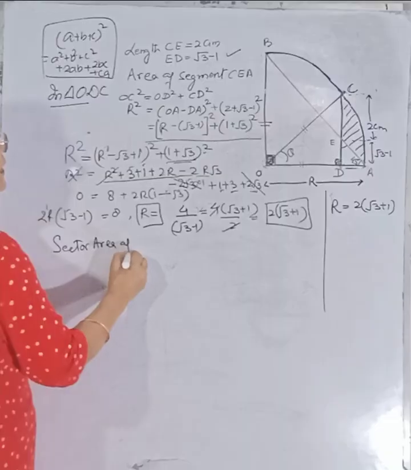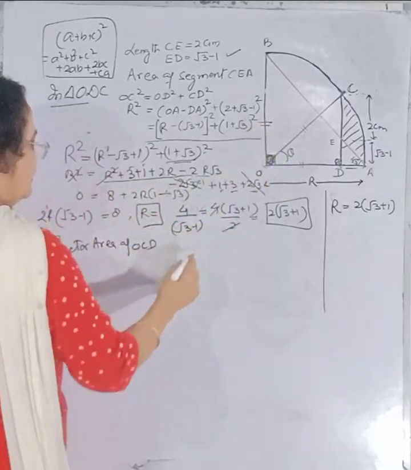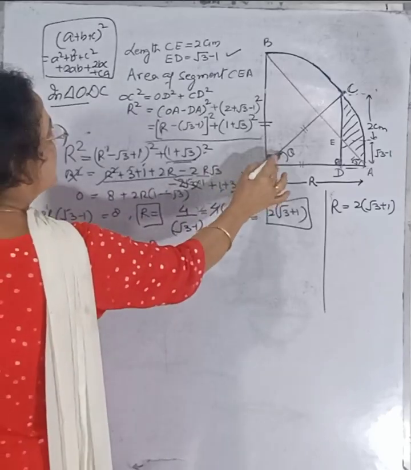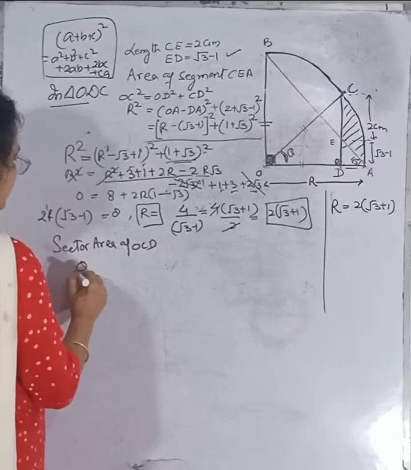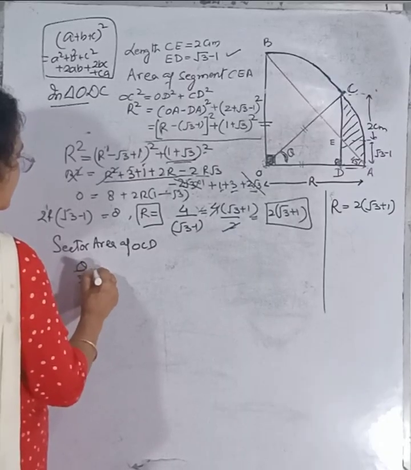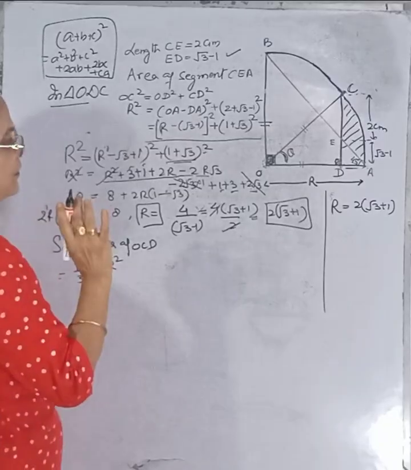Of which sector? OCD. This will be equal to the angle. So first of all, this theta is to be obtained. This will be theta upon 360 into pi into r square. R is known to us, and theta is to be found further.